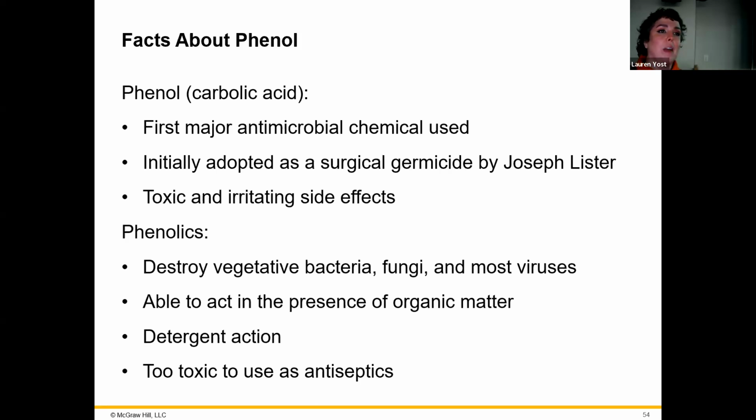Phenol, man, I love the smell. It's what that Carbofusion smelled like, that Chloraseptic throat spray, that sort of smell. I love the way it smells. I think it's just like a memory, a nostalgia thing.